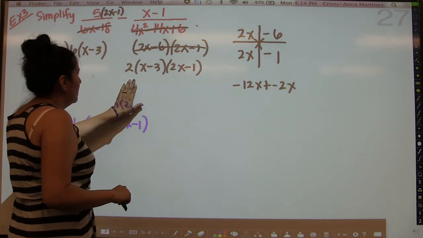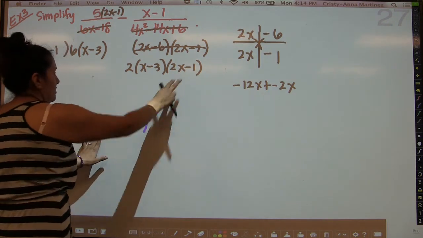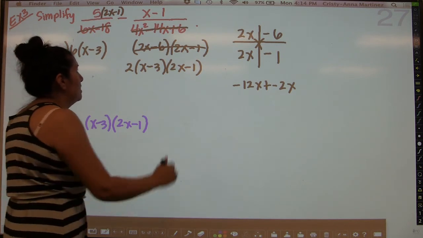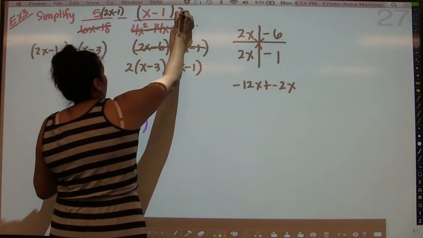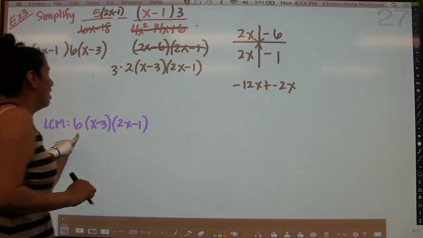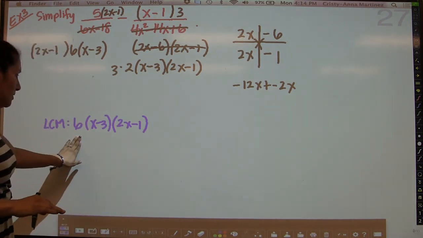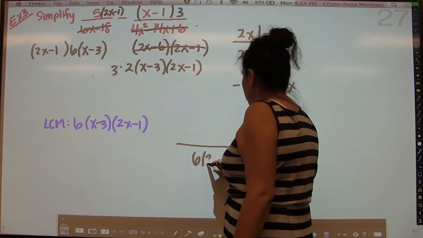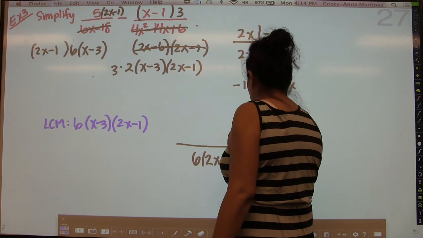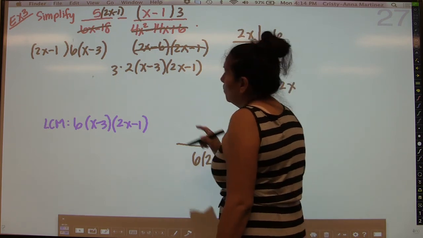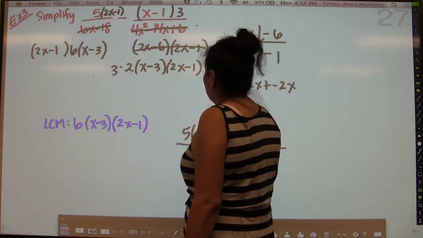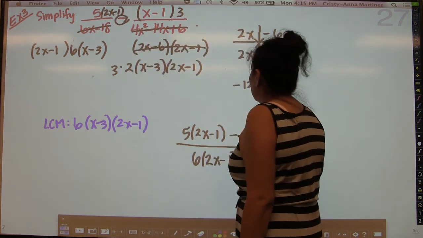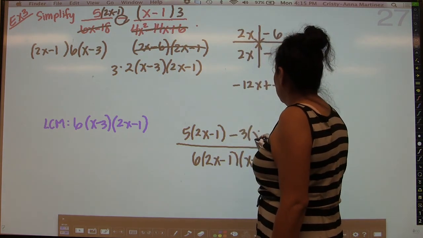So in this case, we have an x minus 3, we have a 2x minus 1. The only thing that's missing in the second fraction is the 3, so that it can become a 6. So we're going to times this by 3 and times this by 3. Now both fractions will have the same denominator, which is going to be 6 times 2x minus 1 times x minus 3. And on the top, we're going to have 5 times 2x minus 1, and then there's a minus symbol right there, minus 3 times x minus 1.